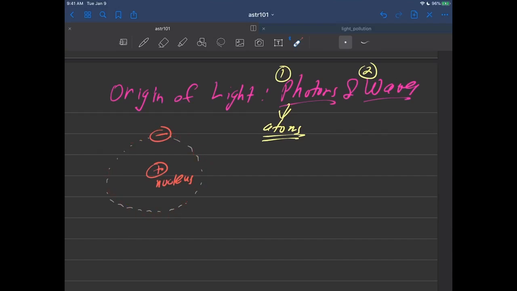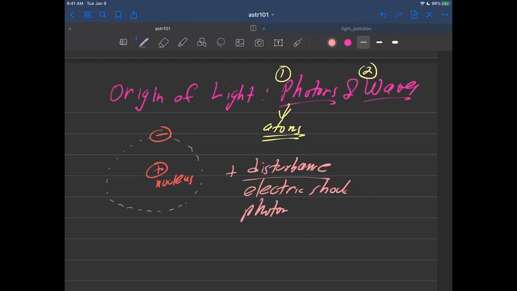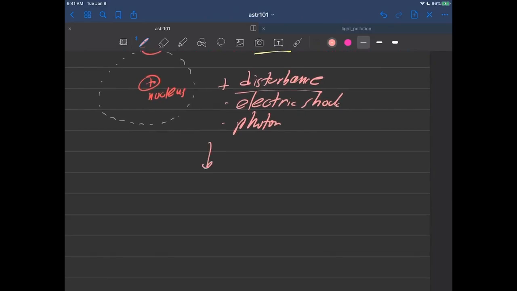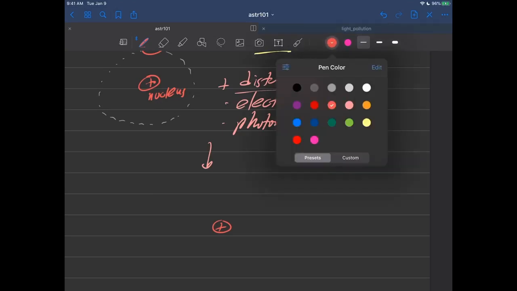And what can happen to the atom sometimes when it sits there, whether it's in the sun or in a laboratory, is if you add a disturbance to the atom. A disturbance can be a lot of things for an atom like that. It can be some sort of big electric shock, or even another photon from another atom. But when that happens, the nucleus is largely going to be unaffected by that, in most things that we do in astronomy, other than, of course, how the sun works.